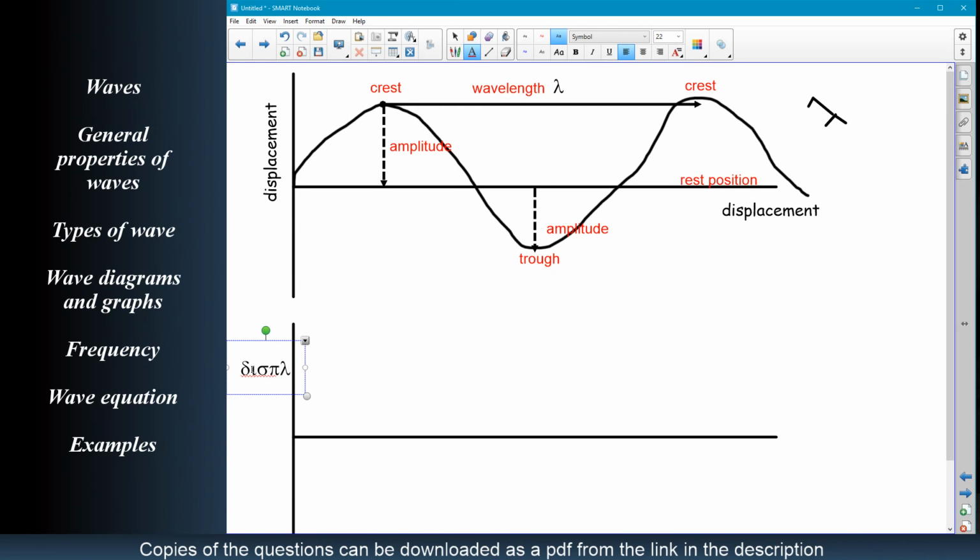So if I put displacement up the side, I'm still on symbols, so our Greek watchers suddenly got really excited there, but no, this is displacement, the side, and we're going to rotate that round.